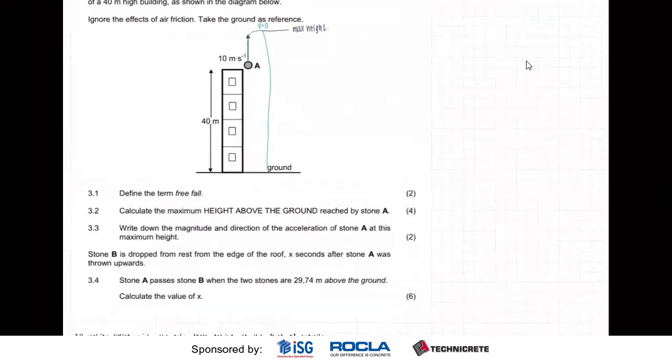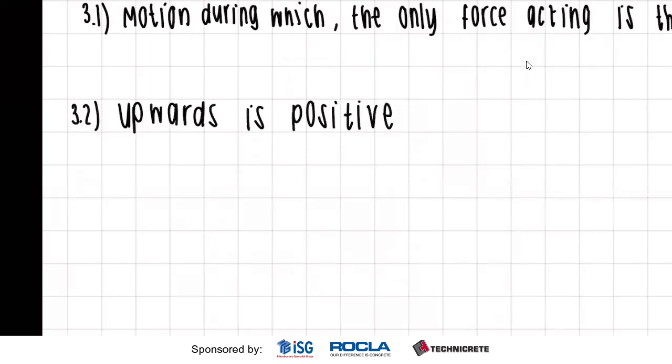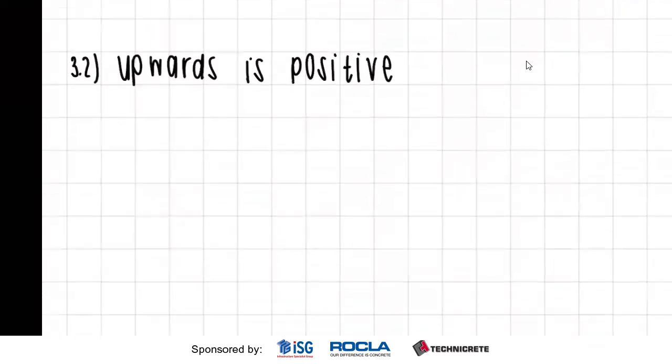We need to write here for the examiner so that they know what we're doing. We're going to write here: upwards is positive. Then we're going to look to our formula sheet for a formula that has a lot of the things in it that we know and also has the height.